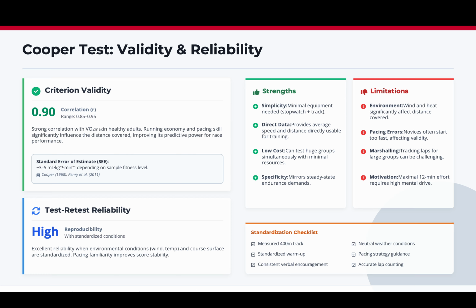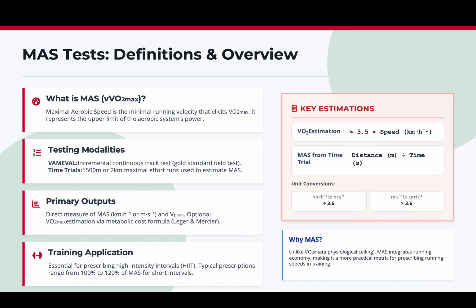Standardization checklist: measure the 400-meter track, standardized warm-up, consistent verbal encouragement, neutral weather conditions, pacing and start strategy guidance, and accurate lap counting.